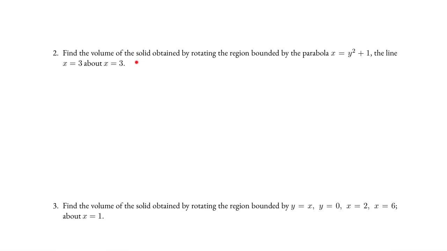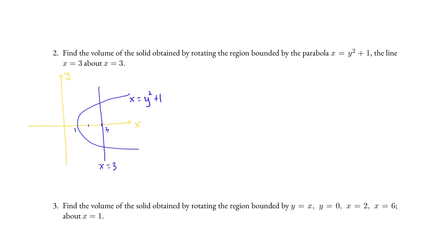Find the volume of the solid obtained by rotating the region bounded by the parabola x equals y squared plus 1 and the line x equals 3 about the line x equals 3. We always draw a picture.